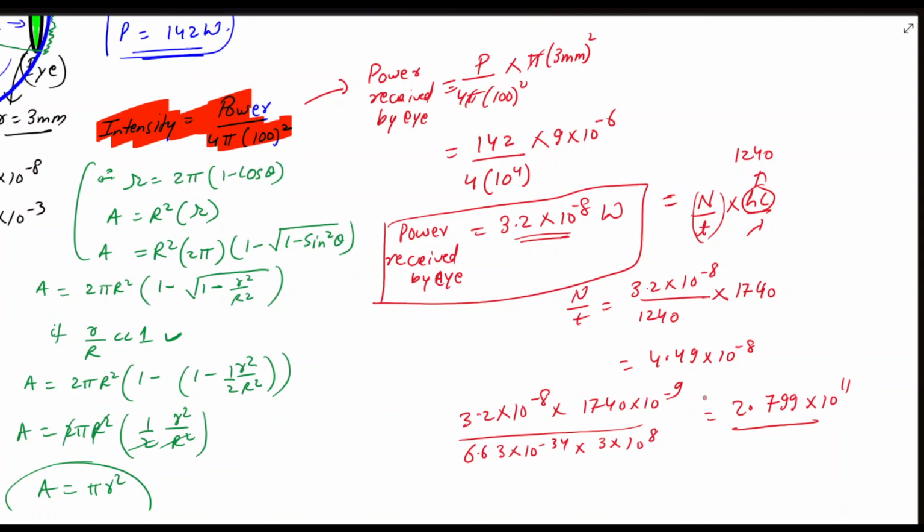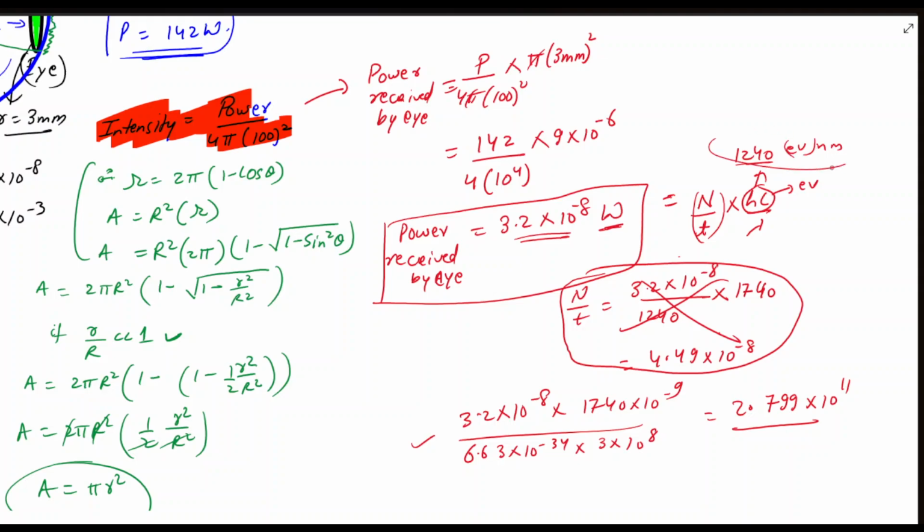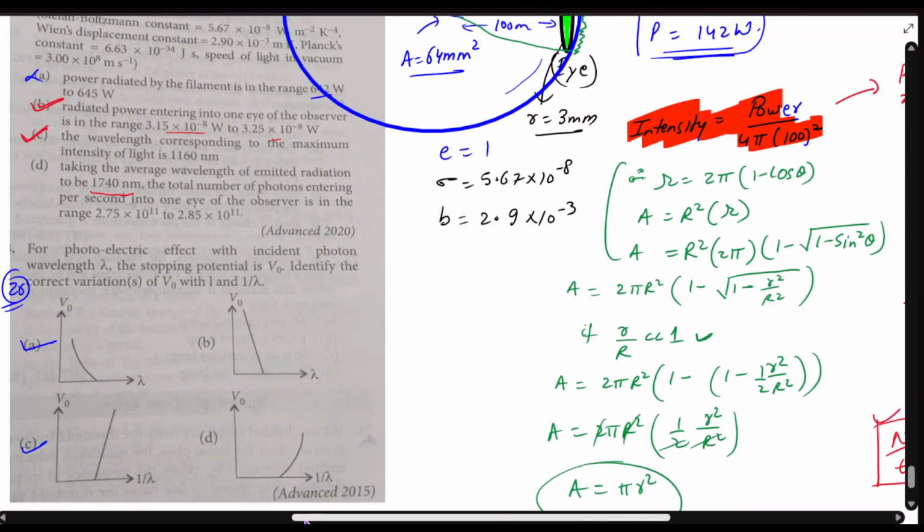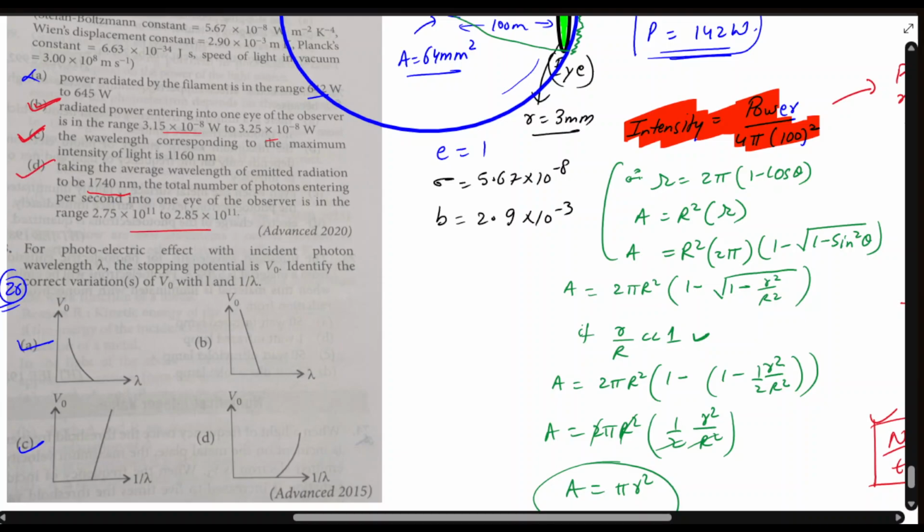Am I making some mistake or what? Oh, okay. So yes, it was in electron volt, right? And we are using volt. So this is wrong. So yeah, this is correct, because this is in watt and this hc, 1240, is in electron volt nanometer, right? So we can't use it here. So yeah, this is correct. So we get n by t will be this. So option C is this 2.8 something. So yeah, option D is also correct.